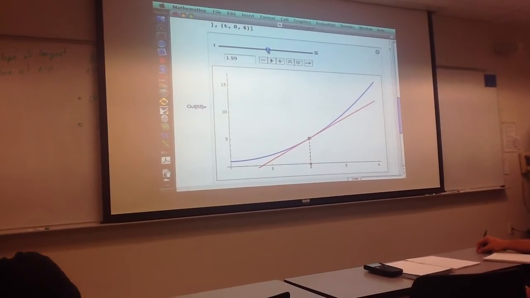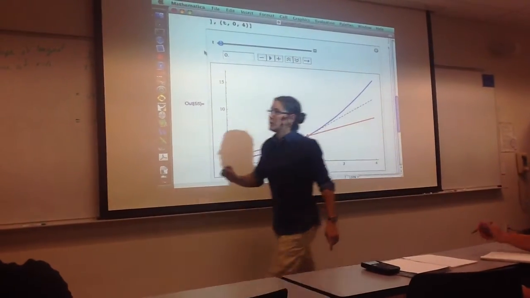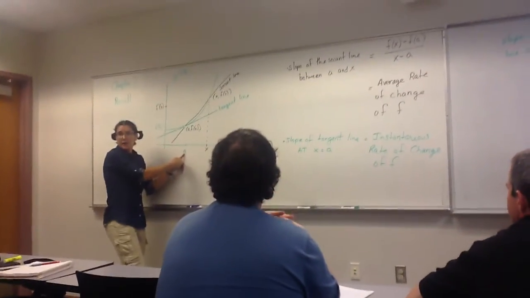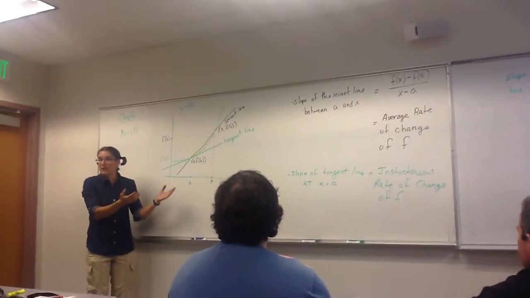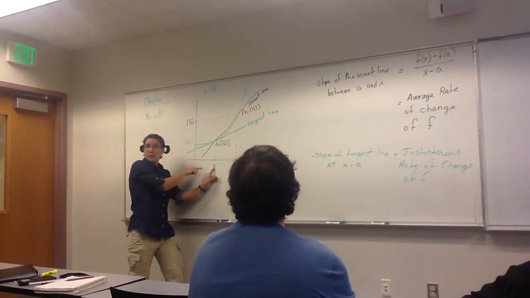Now, this can happen either from the left or the right. In the example that I drew up on the board over here, x was approaching a from the right side, but certainly when we talk about limits, we need x to approach a both from the right and from the left.